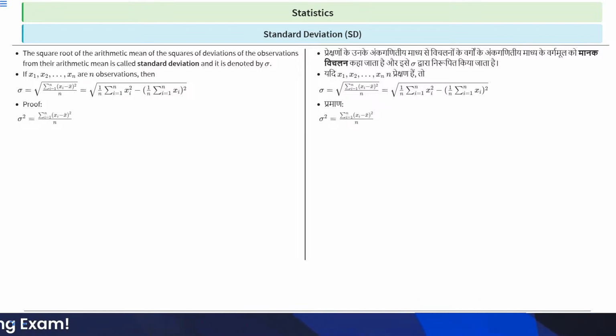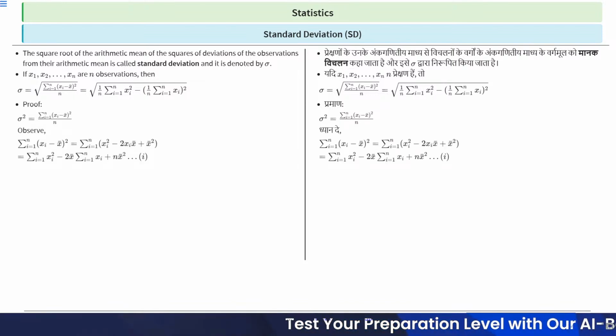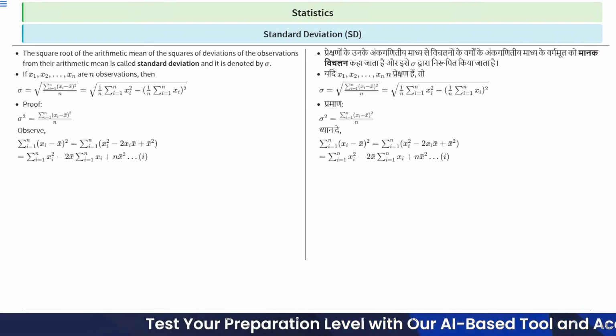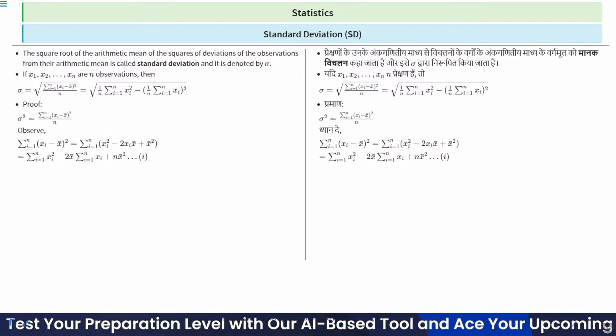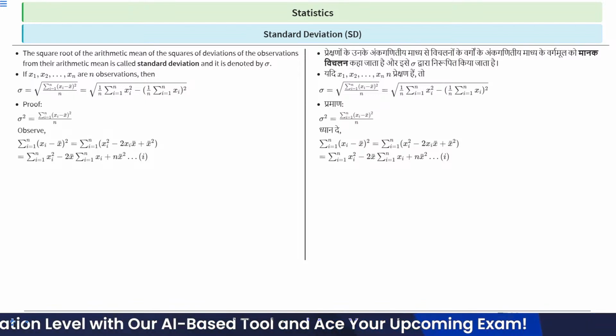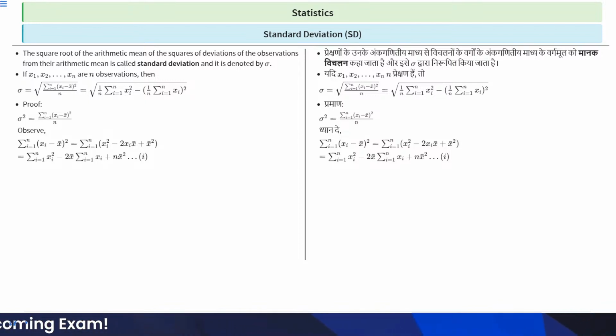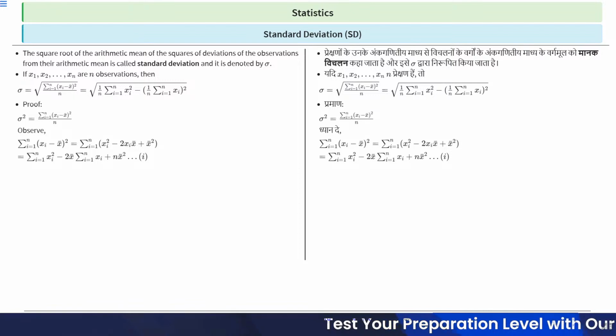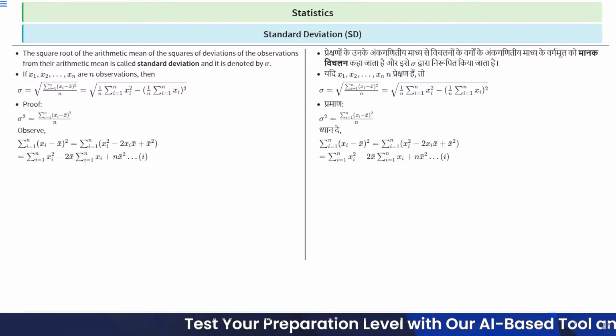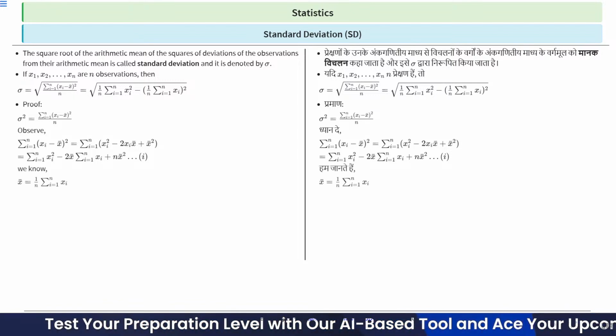See, sigma square can be written as summation of i equals 1 to n (xi minus x bar) whole square upon n. So we can observe that summation of (xi minus x bar) whole square is equal to summation of xi square minus 2 xi x bar plus x bar square, and it is equal to summation of xi square minus 2 x bar summation of xi plus n x bar square. Let us assume it as equation 1.